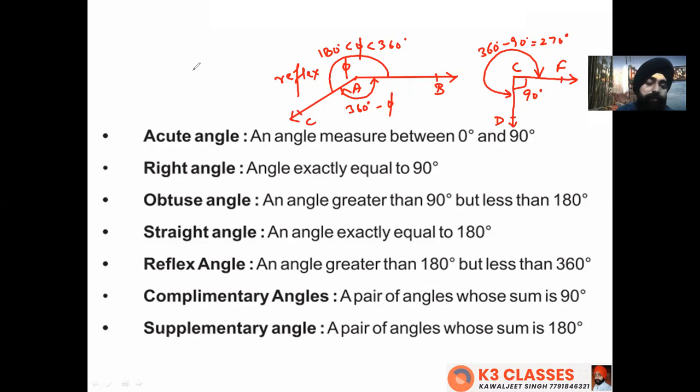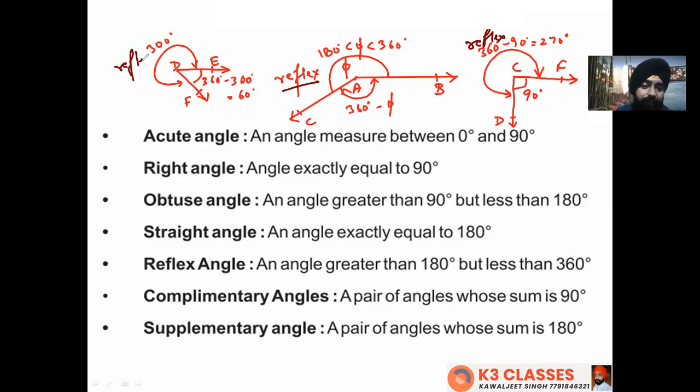Another case is also possible, where you can see a ray DE and DF where this angle is greater than 270 degree. Let it be 300 degree. Then the remaining angle will be 360 minus 300 degree, that is 60 degree. So when we have a possibility of a reflex angle, this is a reflex angle, this is a reflex angle, and this is also a reflex angle.